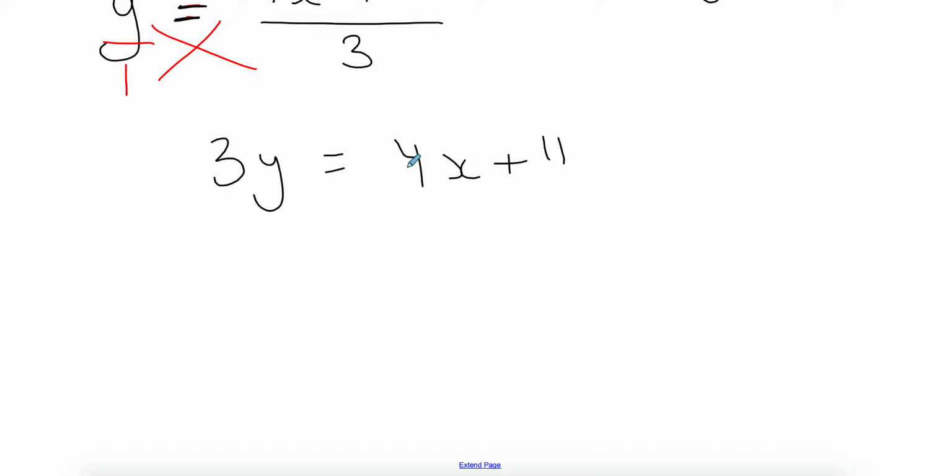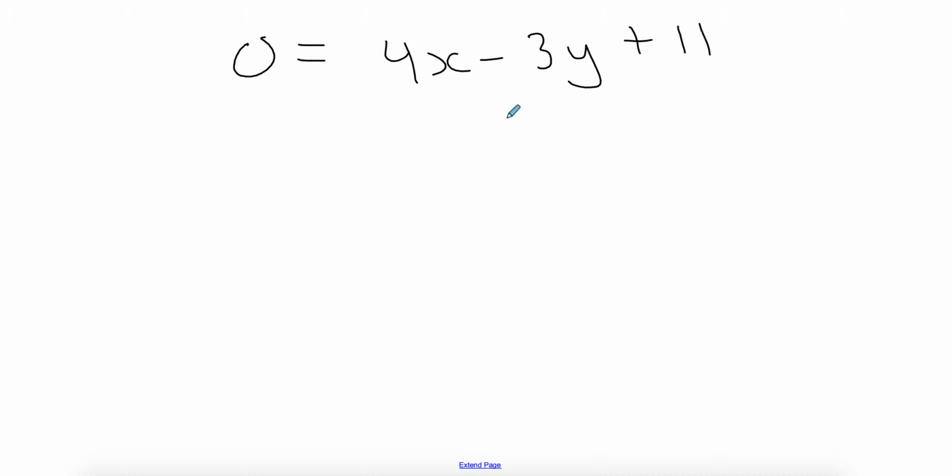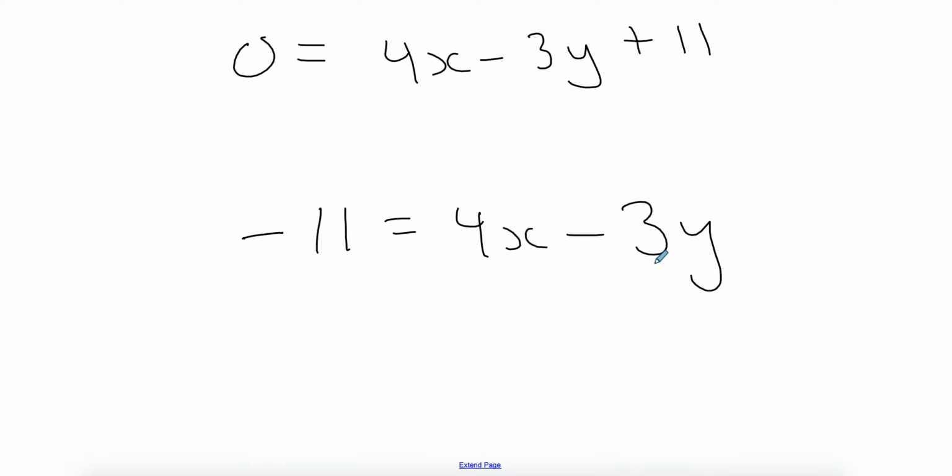Again, my 4x is positive, so I'll just move the y. So I have 4x minus 3y plus 11. And if this is the general form they want, then that's it. You can stop here. If they want x and y's on one side and constants on another side, then it's going to be negative 11 equals 4x minus 3y.